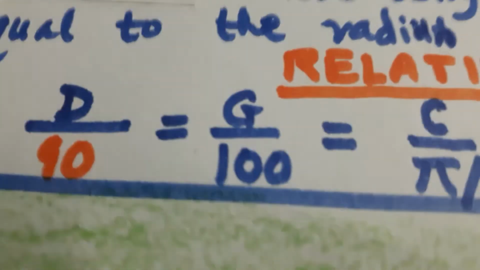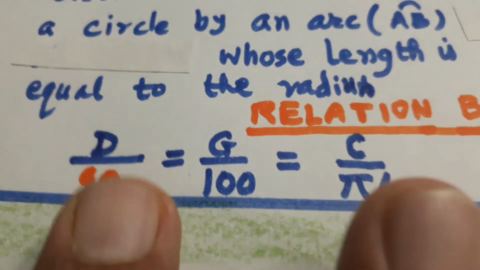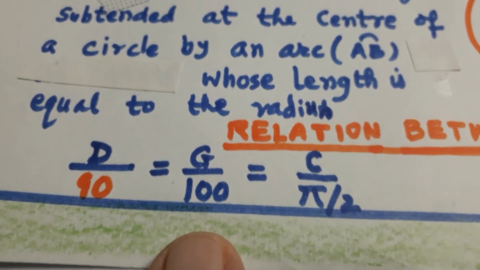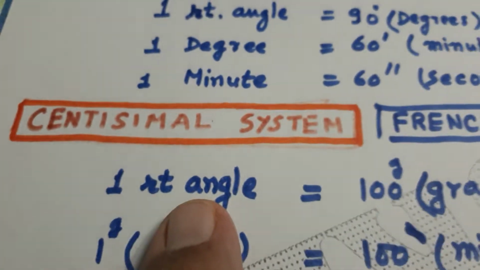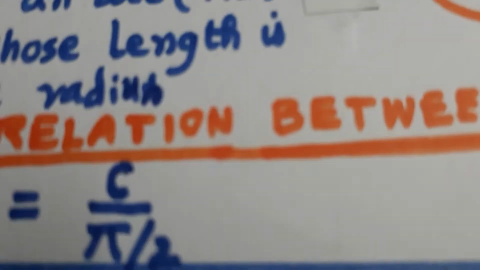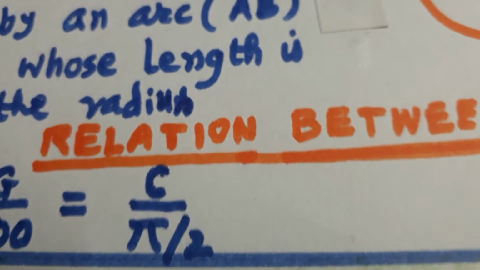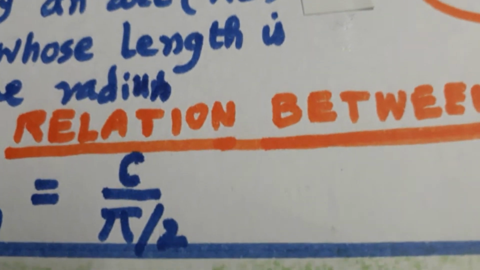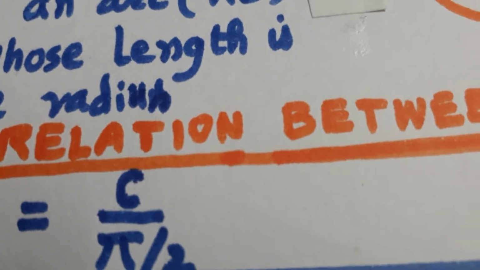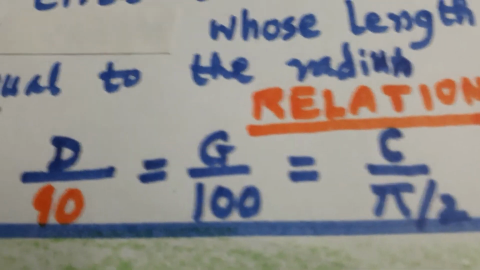Now, this is the relation. You see, in case of right angle, one right angle is 90 degrees. In the case of grades, one right angle is 100 grades. In case of sexagesimal system, one right angle is 90 degrees. And in the case of this international system, circular system, which deals with the circle, this 90 degree is written as pi by 2. So it is in terms of C. C stands for radian. So our circular system.